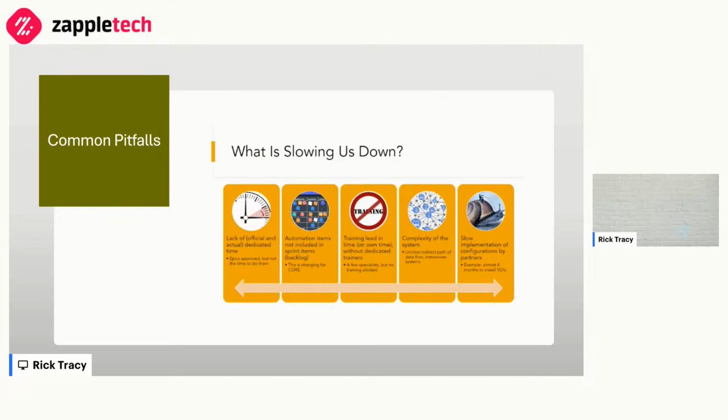So the 5 most common pitfalls: there's a lack of official dedicated time to automate. It's just considered, oh yeah, do that on the side. That's not committing. You really have to have it be your own action. It has to be a separate thing. It can't just be something you do on the side. You need to take the time to do this well.